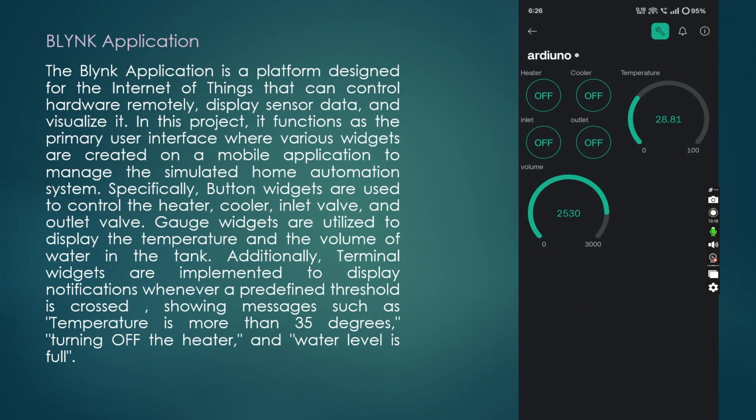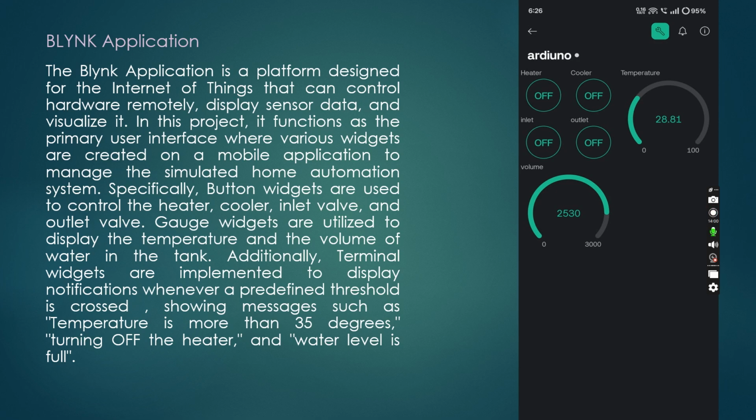We use the Blynk application. The Blynk application is a platform designed for the Internet of Things that can control hardware remotely, display sensor data, and visualize it. In this project, it functions as the primary user interface, where various widgets are created on a mobile application to manage the simulated home automation system. Specifically, button widgets are used to control the heater, cooler, inlet valve, and outlet valve. Gauge widgets are utilized to display the temperature and the volume of water in the tank.